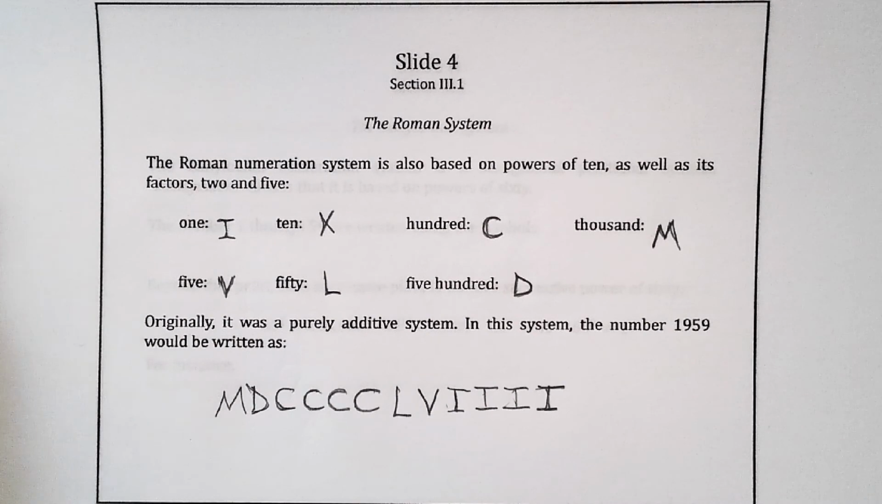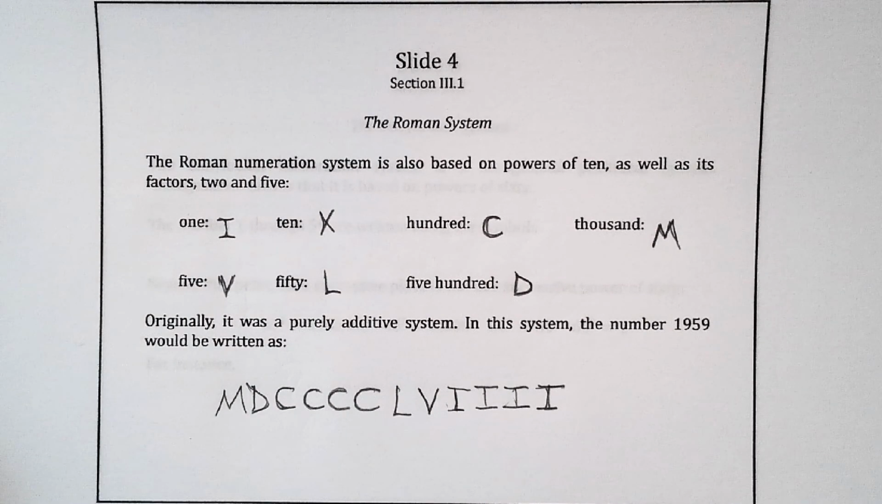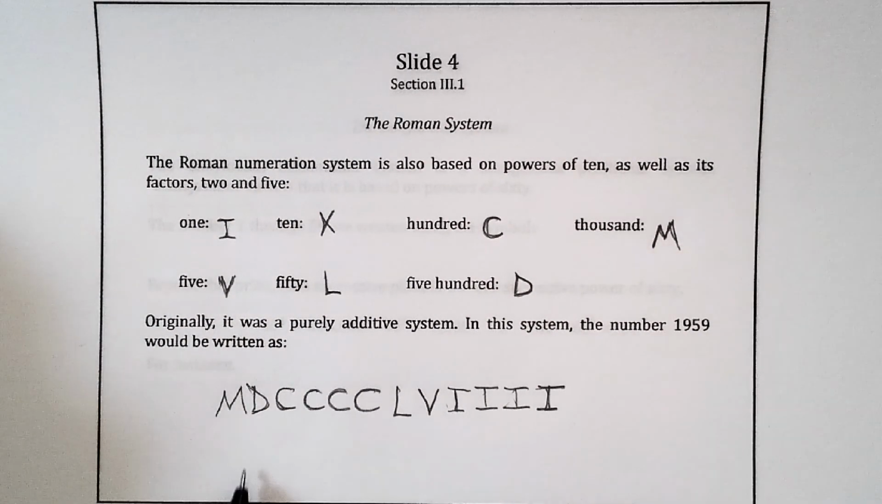Originally this was a purely additive system like the Egyptian system, except the numbers are broken up a little bit more and the system doesn't go up as high. But it's basically like the Egyptian system so far. But this involves kind of a lot of writing. Just to write something like 900, we're using 5 symbols. For the number 9, we're using 5 symbols.